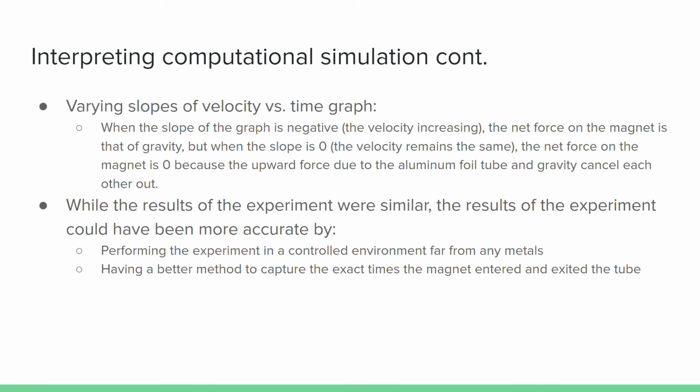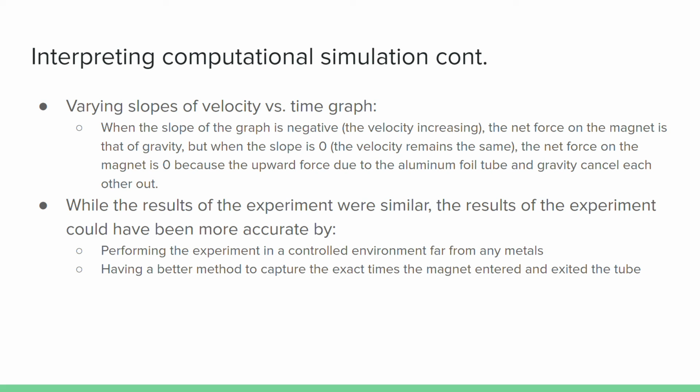Here, we interpret the slope of the velocity versus time graph. When the slope of the graph is negative, the net force on the magnet is that of gravity. But when the slope is 0, the net force on the magnet is 0, because the upward force due to the aluminum foil tube and gravity cancel each other out. Therefore, the velocity will remain the same.